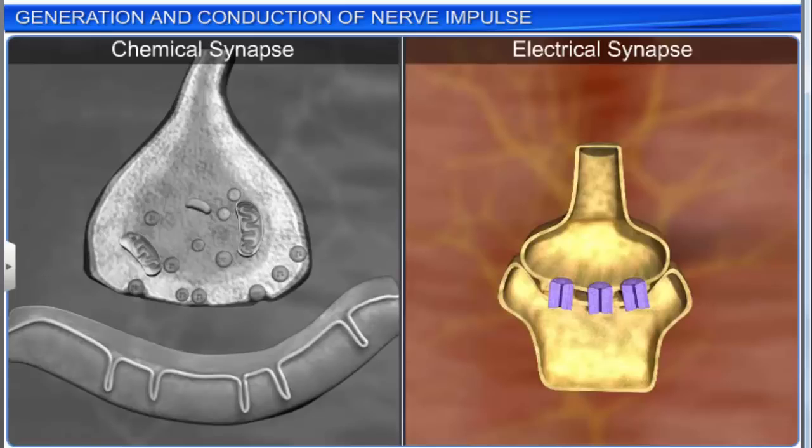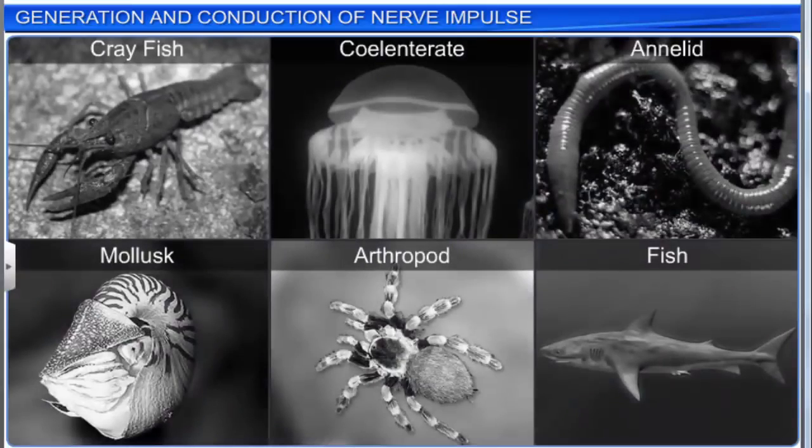Electrical synapses are the less common of the two types. They were first found in crayfish, later in coelenterids, annelids, mollusks, arthropods, and fish.